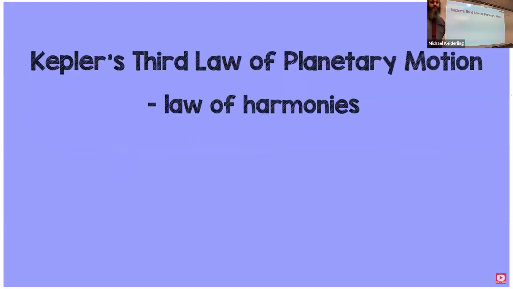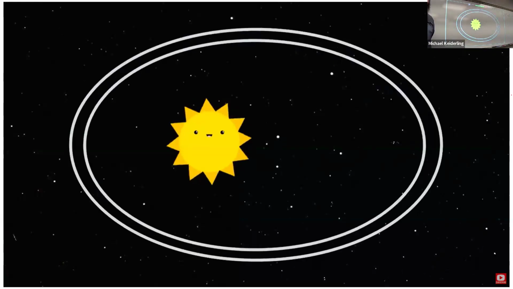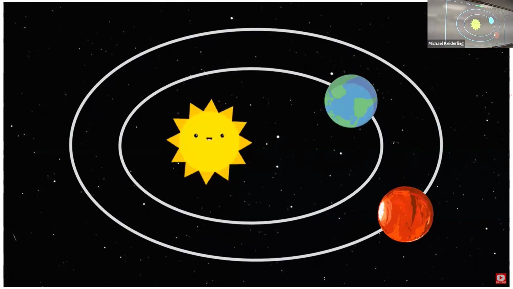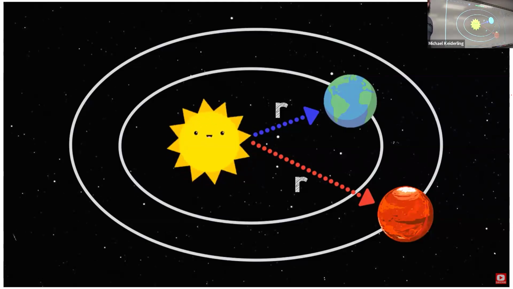Amazing, right? Now let us move on to Kepler's third law of planetary motion, sometimes referred to as the law of harmonies. It can be stated as the squares of the sidereal periods of the planets are directly proportional to the cubes of their mean distances from the Sun. It compares the orbital period and radius of orbit of a planet to those of other planets. The ratio of the squares of the periods to the cubes of their average distances from the Sun is the same for every one of the planets. The comparison of each planet can be shown in this illustration.